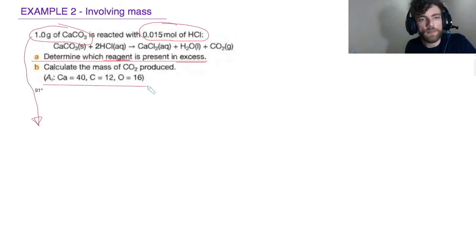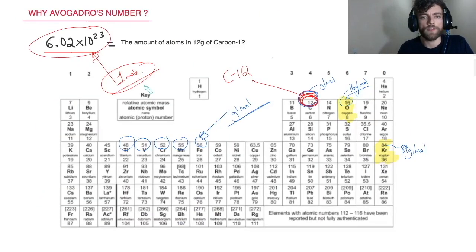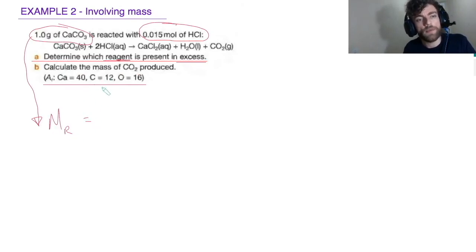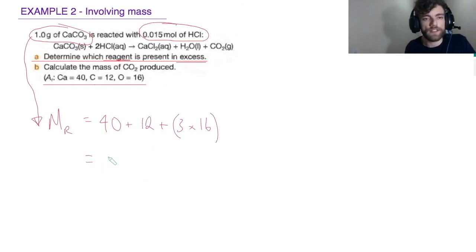Well, they've conveniently given me the relative atomic masses of each of the elements in calcium carbonate. But if they hadn't, I could go to my periodic table and I could simply find calcium, relative atomic mass 40, oxygen 16, carbon 12. But they've given it to us, so let's use that. So I want to find the relative molecular mass, and I find that by simply adding up the atomic masses of each. So I have 1 calcium, so 40, plus 1 carbon, 12, plus 3 oxygen, so 3 times 16. And if I stick that in the calculator, that gives me 100 grams per mole. That is my relative molecular mass.